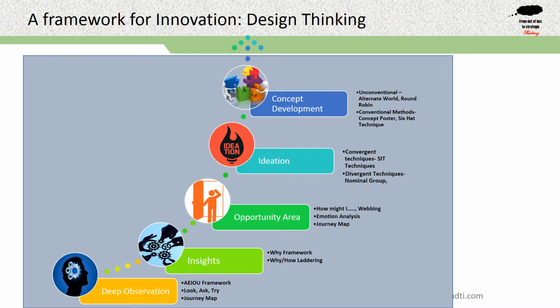Another framework, another tool that we use for deep observation is look, ask, and try. And the third one, we call it the journey map. There are more tools and frameworks for deep observation, but these are the three most important and the most profoundly used observation techniques.